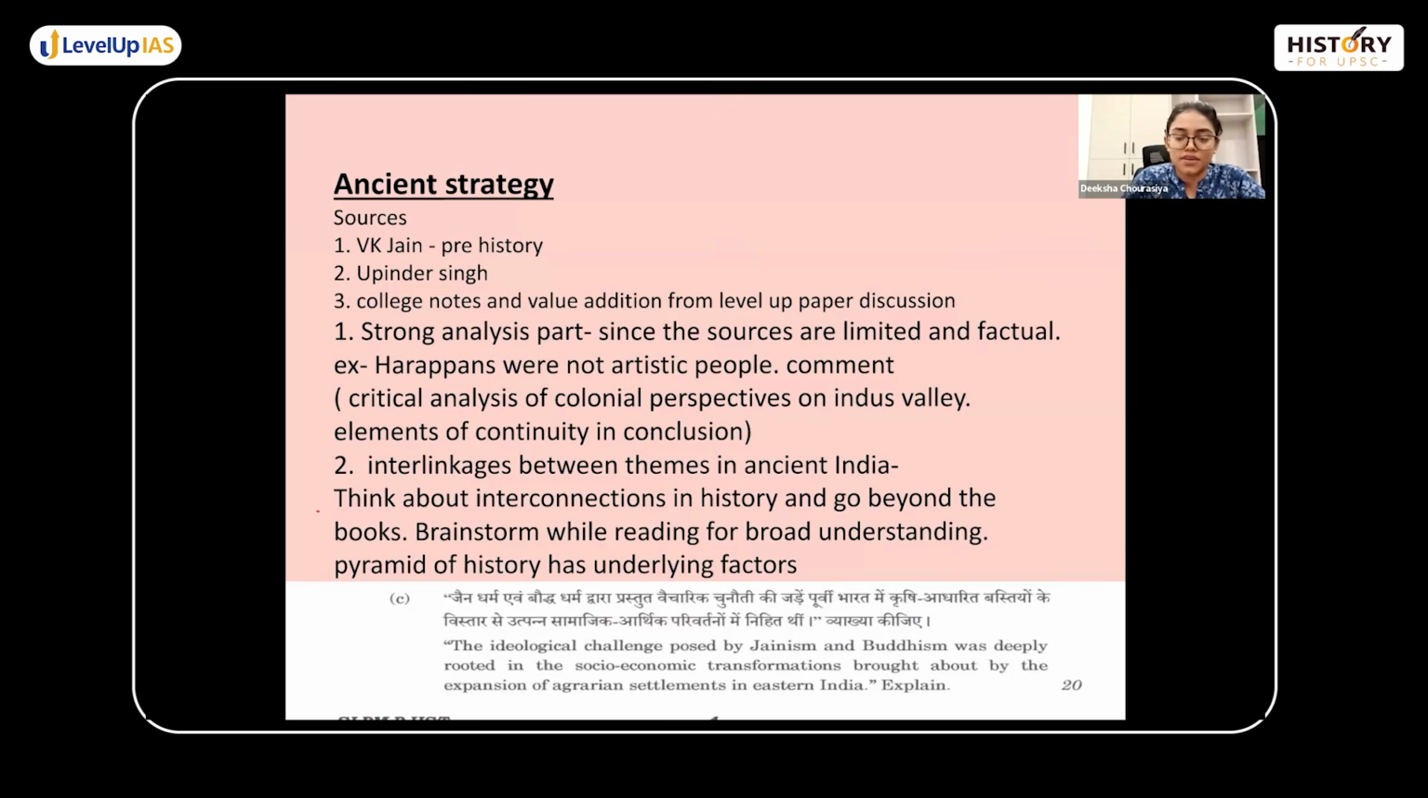Beyond that, subheadings were really important. Whatever is given in the question itself, I used to make subheadings from that and write it. So this was the second thing.